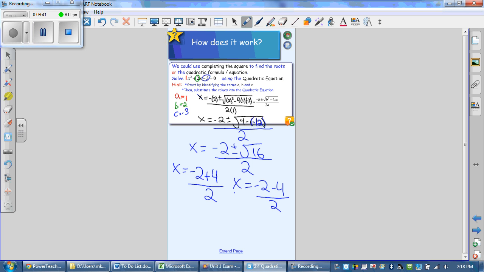Okay, the one on the left. Negative 2 plus 4 is 2. Divided by 2 is 1. So the first one is x equals 1. The second one, negative 2 minus 4, is negative 6, divided by 2. So the second one is x equals negative 3. That's your two answers. That's your two zeros.